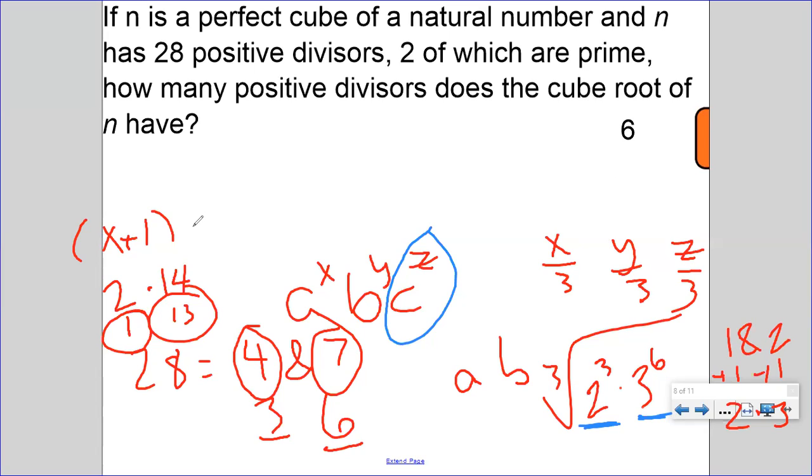Yeah, C has to be a prime. Let's start with that. C has to be a prime for our prime factorization. So could that work? Yes or no? It says 2 of which are prime. It does not say that there are only 2 divisors, though. Does that make sense? It's not saying that there's only 2 factors. It just says that 2 of which are prime.